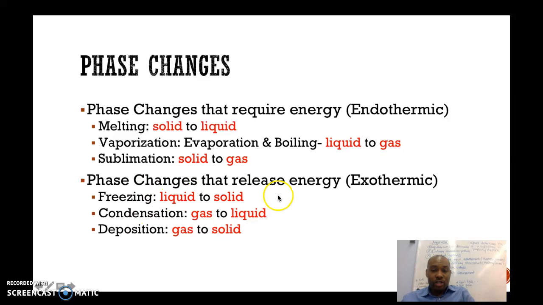Now, these three phase changes are exothermic processes, and they're going to release energy in the process. So if something is freezing, going from a liquid to a solid, energy has to be released from the substance in order for this phase change to happen. The same thing in the case of condensation. When a gas is going to a liquid, energy needs to be released. And deposition, which is the opposite of sublimation, when a gas is turning into a solid, energy needs to be released for that process to happen.